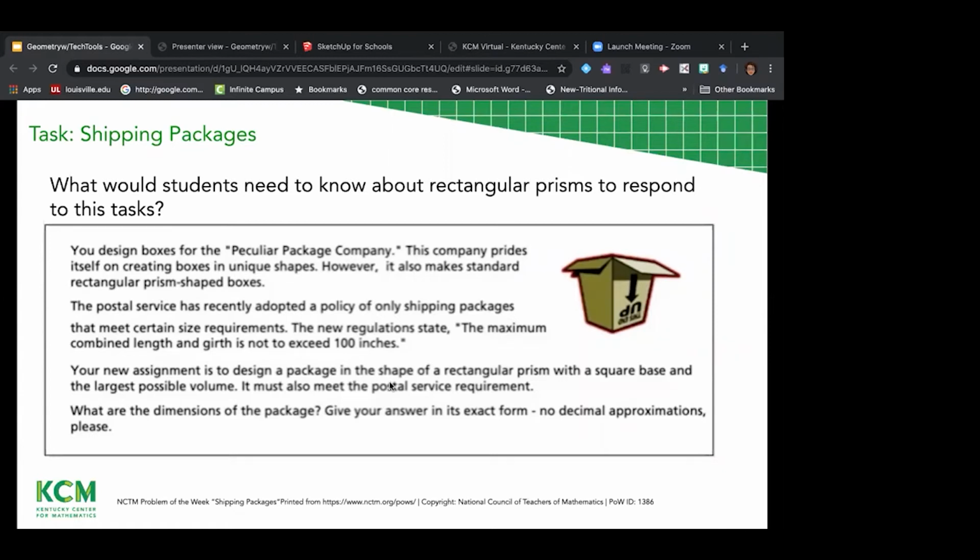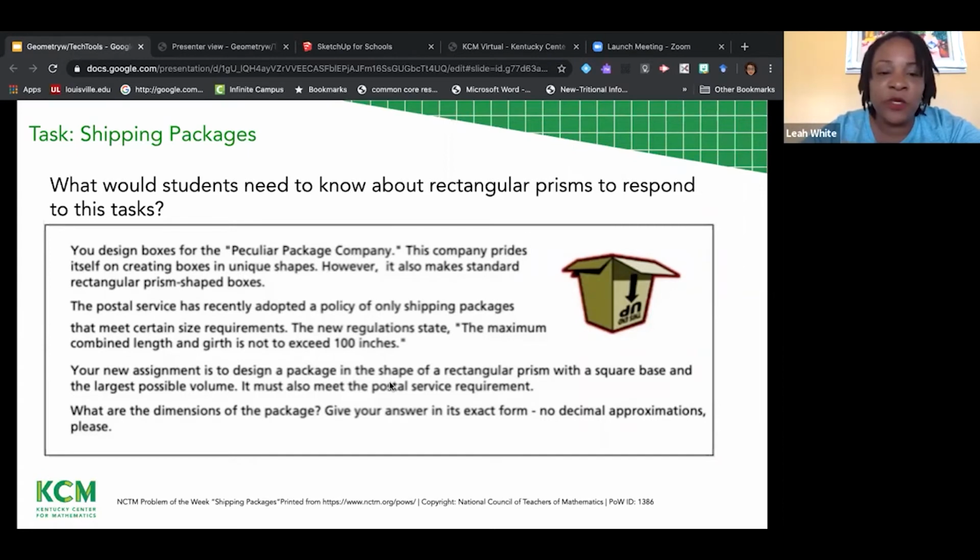Yes. So definitely, girth would be the perimeter of the base of the box, or the square that makes the base of the box. So that's key to the problem. So that would definitely be some questions students might have. Anybody else want to share before we dive into a strategy in tackling this problem?